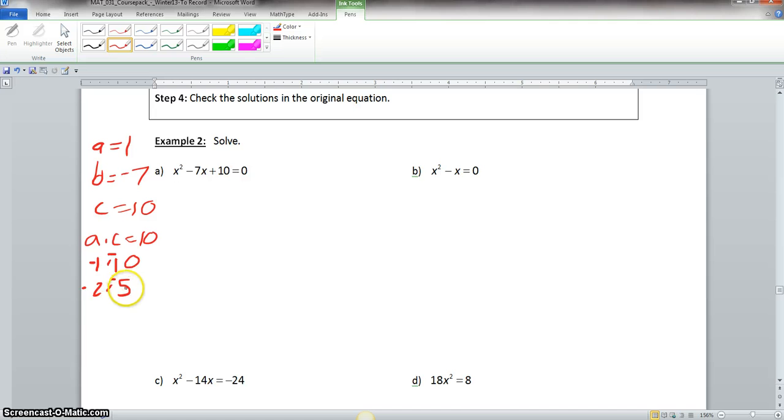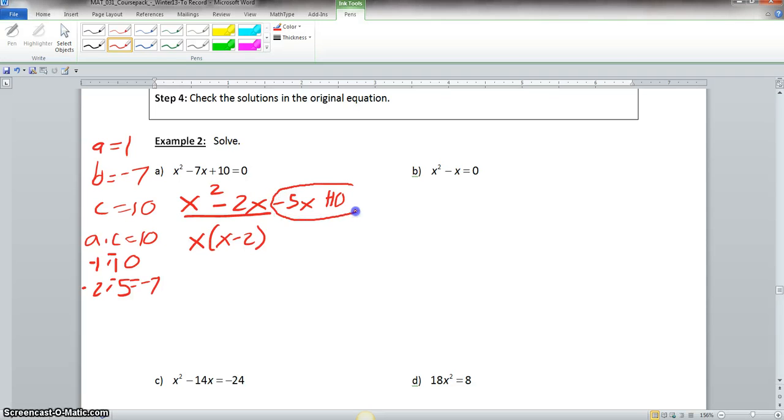So we add negative 2 and negative 5. We know that gives us negative 7. So we will have x squared minus 2x minus 5x plus 10. And we don't have to put the equal 0 now. So we group the first two values. We can factor out an x, and we have x minus 2.